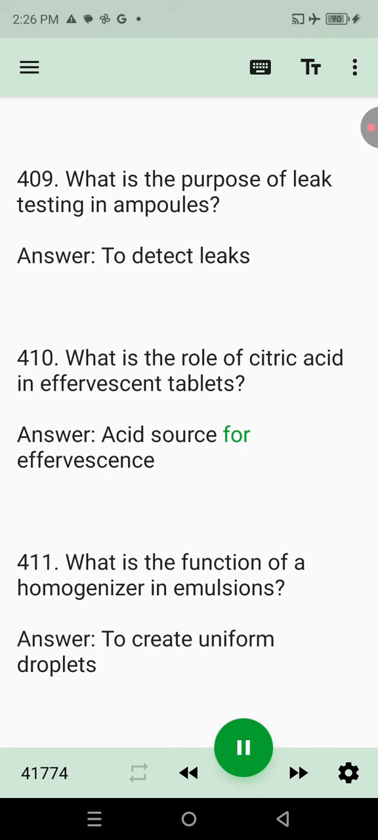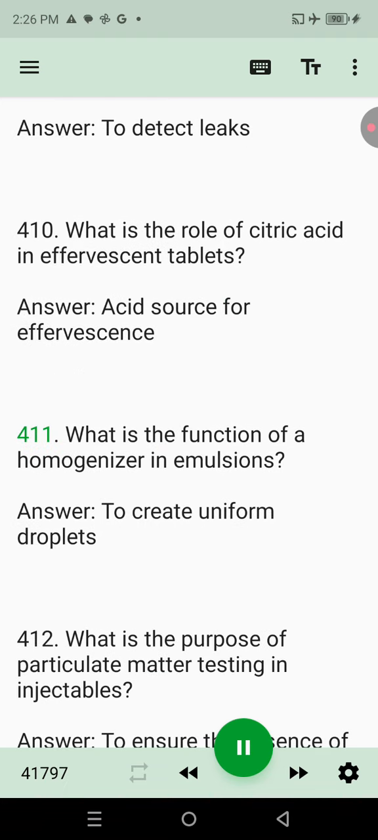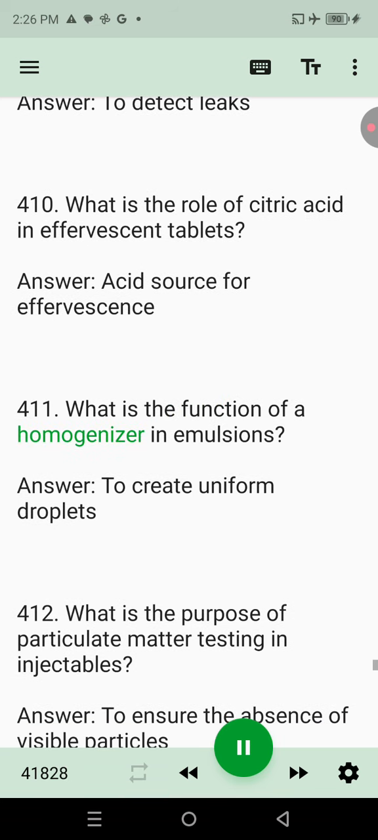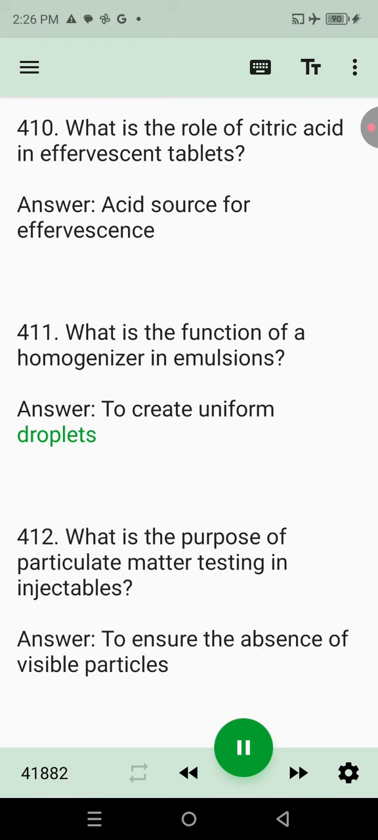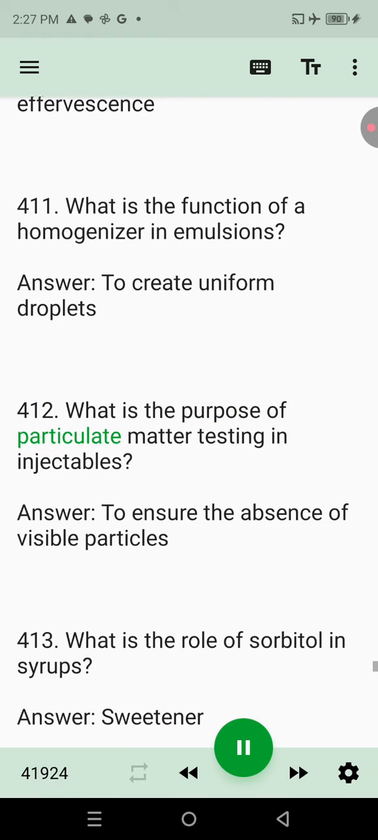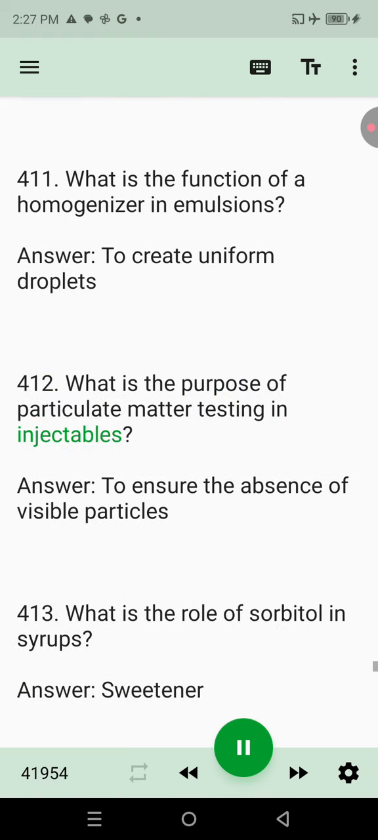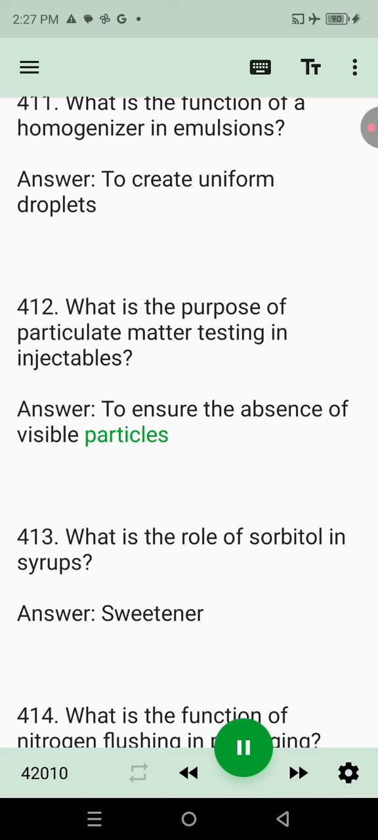Answer: acid source for effervescence. 411. What is the function of a homogenizer in emulsions? Answer: to create uniform droplets. 412. What is the purpose of particulate matter testing in injectables? Answer: to ensure the absence of visible particles.